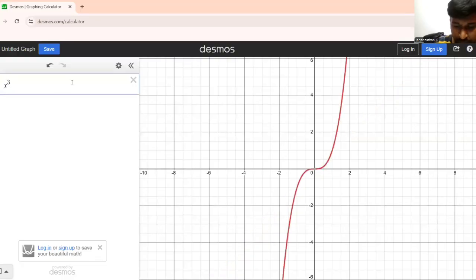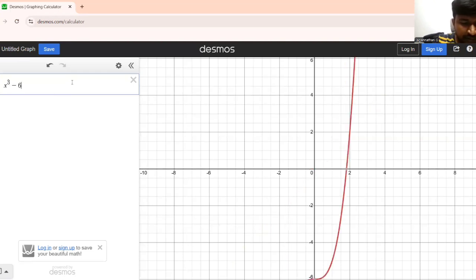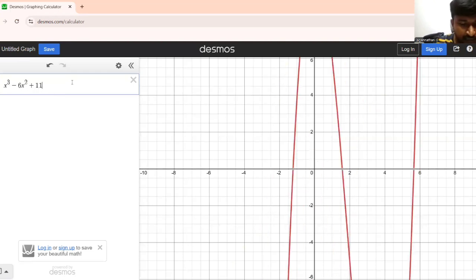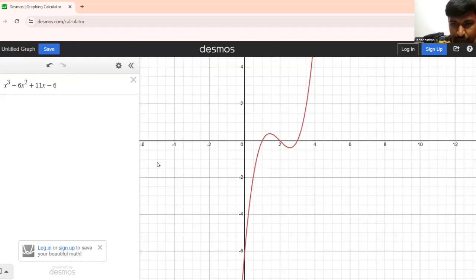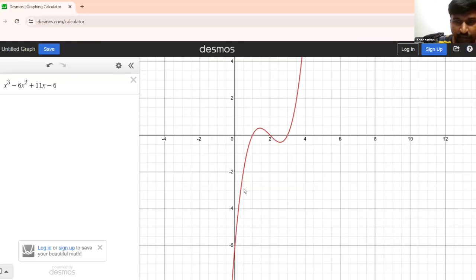Let me take a simple cubic equation for better understanding: x cube minus 6x square plus 11x minus 6. So you can see the graph of this cubic equation. It was increasing continuously until this particular point, and it has its roots at 1, 2 as well as 3. So the roots of this cubic were 1, 2 and 3. And this graph was continuously increasing from minus infinity till this particular point, and then it was decreasing till this particular point, and then it started increasing again.